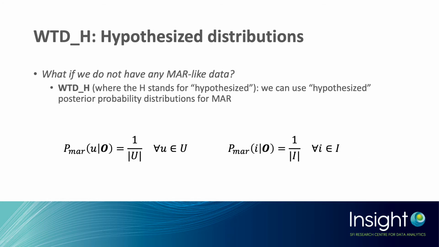In order to calculate the weights in practice, we need the availability of some MAR-like data. So, what if we don't have any MAR data? Because I remind you that we said that it's not always possible or it's not always easy to get such kind of data. Well, we designed WTDH because we can use hypothesized posterior probability distributions for MAR instead of the ones calculated using real MAR data. And this is possible because MAR data is typically uniformly distributed over users and items.